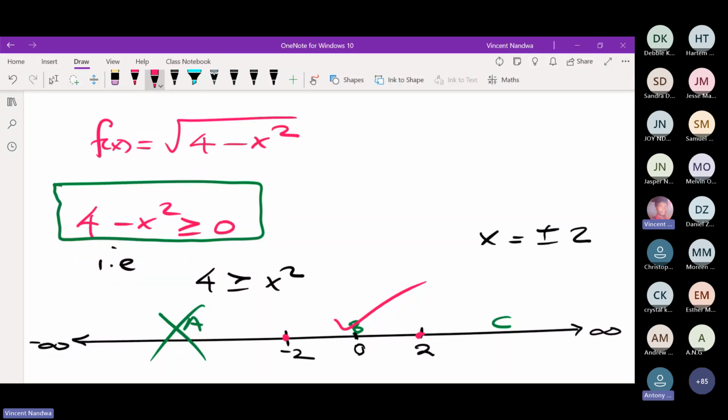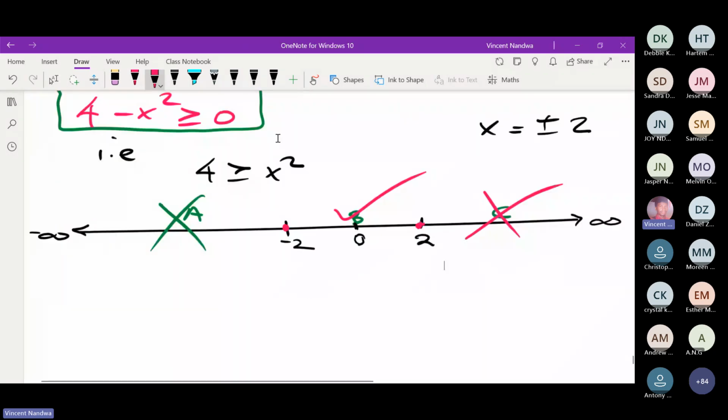And then pick any number from 2 to infinity. Say 6. What is 4 minus 6 squared? Negative. So it is negative, and we expect it to be positive. So numbers in this interval don't work. Therefore, we say the domain for this function will just be from -2 to +2.